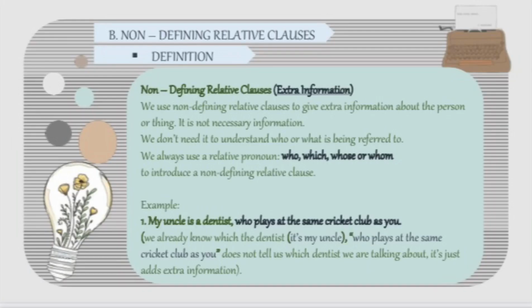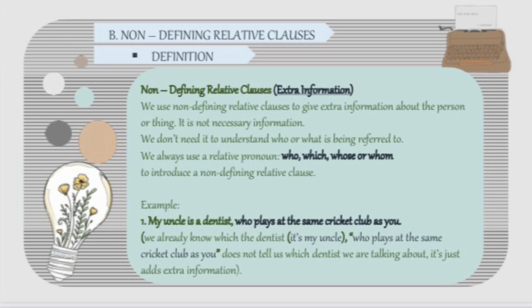And let's move to the second topic, non-defining relative clauses. Non-defining relative clauses give extra information. We use non-defining relative clauses to give extra information about the person or thing, and it is not necessary information. We don't need it to understand who or what is being referred to. We always use a relative pronoun, who, which, whose, or whom, to introduce a non-defining relative clause.